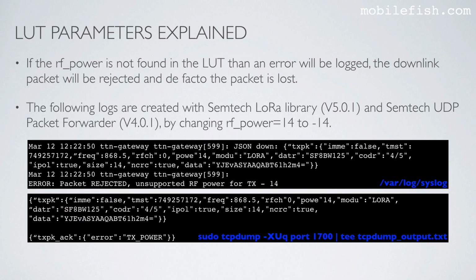The following logs are created with Semtech LoRa library version 5.0.1 and Semtech UDP Packet Forwarder version 4.0.1 by changing RF power 14 to -14. As you can see, in the syslog you will see this error message when no corresponding transmit power is found, and this error can be found in the transmit packet acknowledge message.